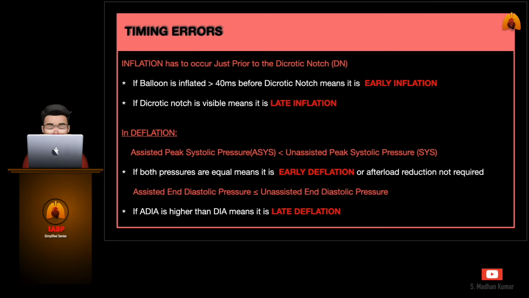In deflation, assisted peak systolic pressure should be lesser than unassisted peak systolic pressure. If both pressures are equal, it means early deflation or afterload reduction not required. Assisted end diastolic pressure should be lesser than or equivalent to unassisted end diastolic pressure. If ADIA is higher than DIA, it means late deflation.